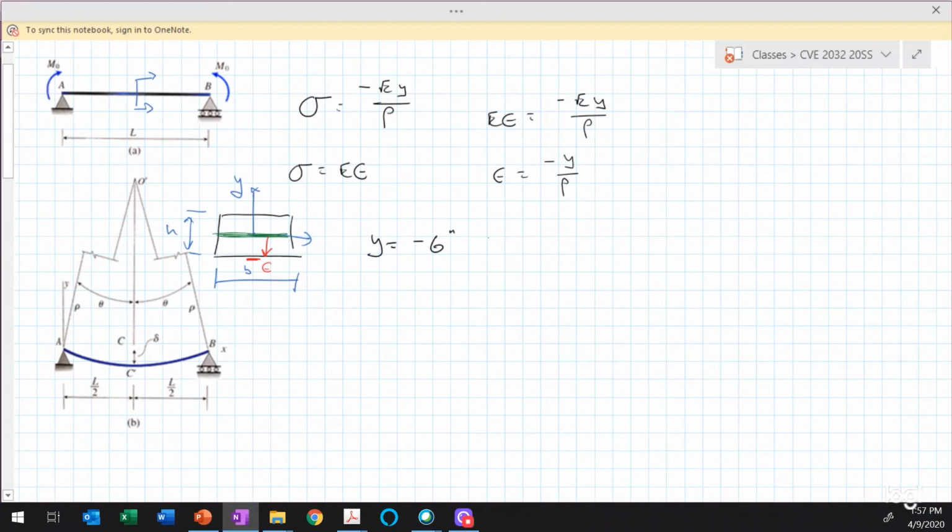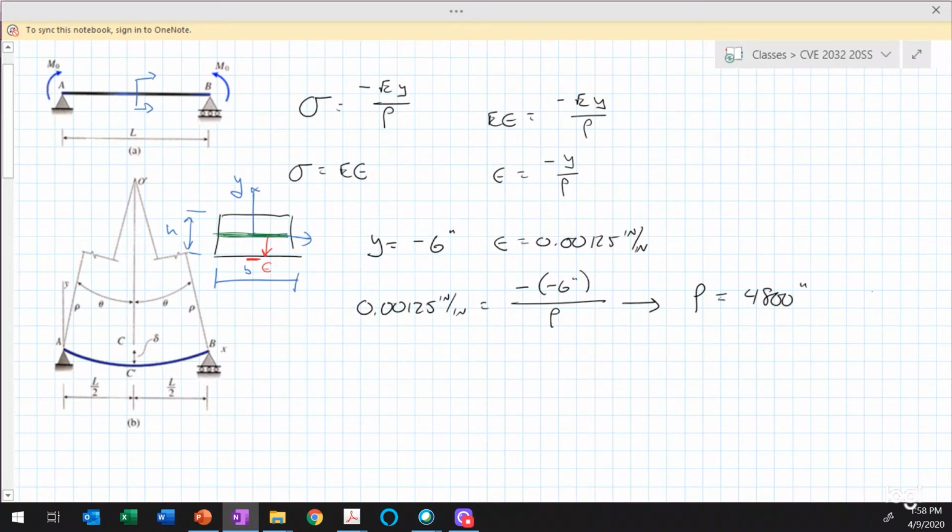So what we can do then is we could say that epsilon is equal to 0.00125 inches per inch, and so we end up with this equation: 0.00125 inches per inch is equal to minus negative 6 inches divided by rho. From that we can solve for rho, and we get that rho is equal to 4,800 inches, or we could say that that's equal to 400 feet.